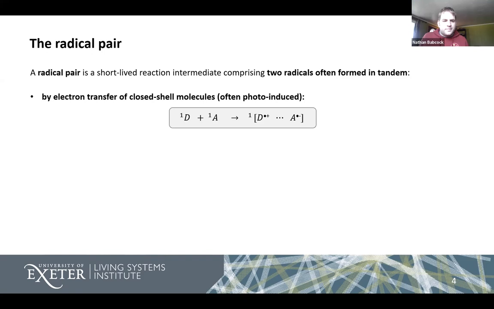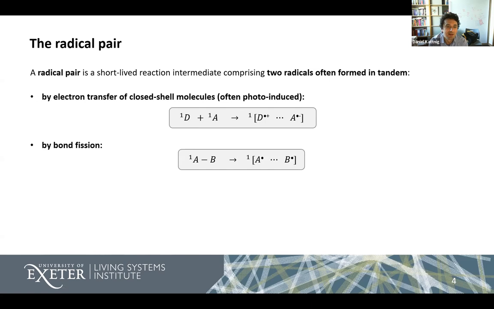Namely, first of all, the electron transfer of a closed shell molecule, which is often photoinduced, and which proceeds according to this scheme here, where a donor and an acceptor exchange an electron, thus ending up with a radical pair. So both these species have an unpaired electron, whilst preserving the overall spin state. So we're starting out from diamagnetic molecules, from singlet states, we end up with an overall singlet state. The second important process is bond fission, the homolytic cleavage of a bond, as it is shown here. So here this AB molecule shares a bond, which is split apart to produce again a radical pair in an overall singlet state, if the initial state was a singlet state.